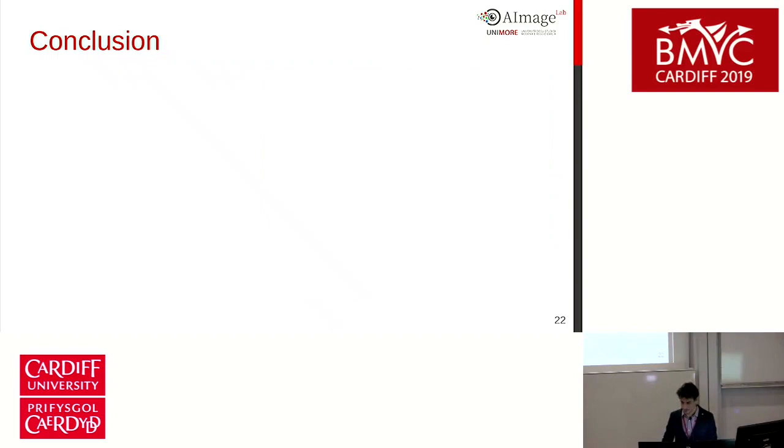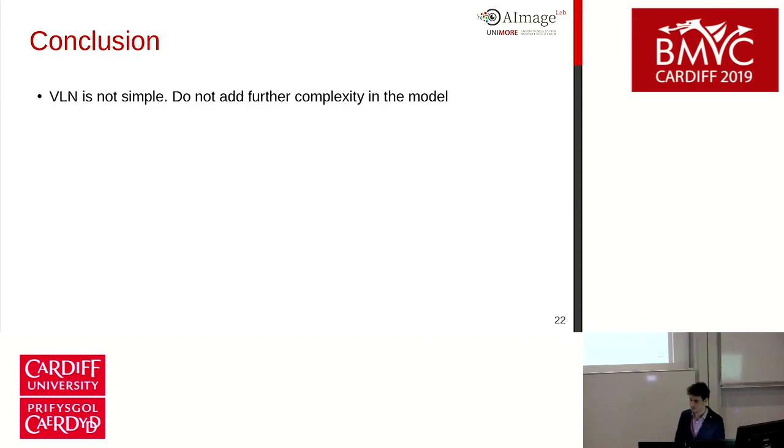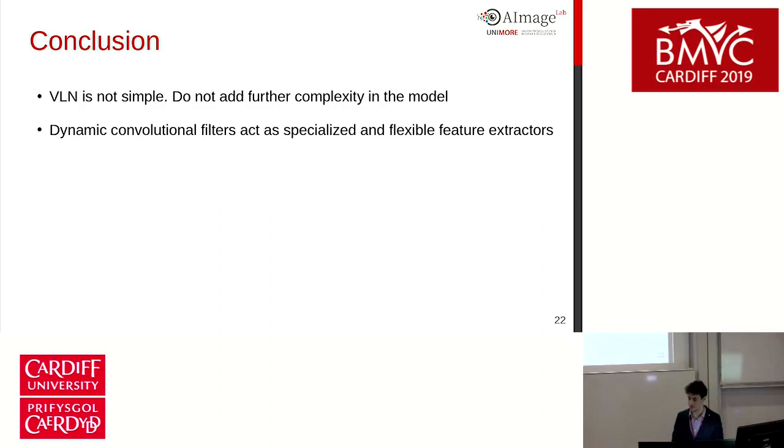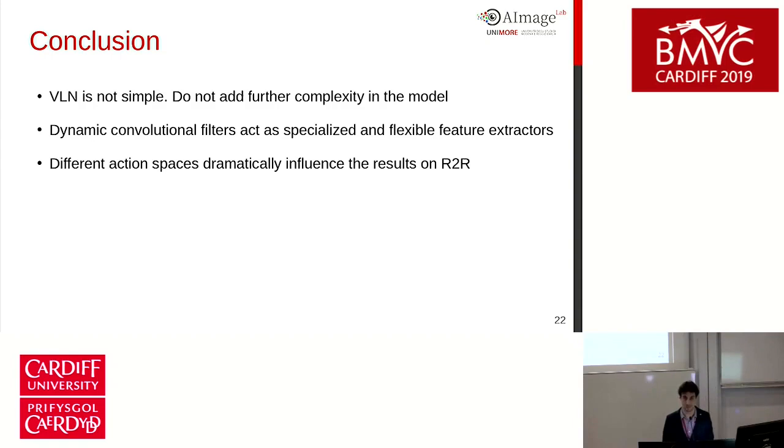I think we can all agree on the fact that vision and language navigation is not simple, so our suggestion is do not add further complexity in the model, because keeping it simple has proven to be very effective. We have seen that dynamic convolutional filters can act as specialized and flexible feature extractors. They can merge lingual description and visual representation efficiently. And we have seen that different action spaces dramatically influence the results on the room-to-room dataset. So be aware of that when making comparisons. Otherwise, your conclusion wouldn't be totally right. So thank you.